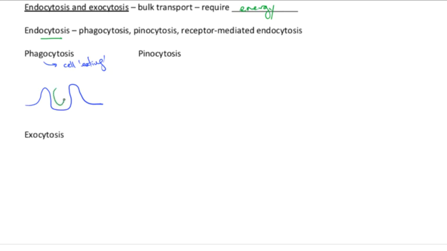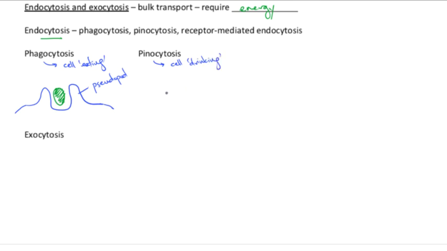So it can engulf a large particle. So this is the cell down here, and it sends out these extensions, these pseudopods, and it engulfs something. And something like a white blood cell might do this, for example. Pinocytosis means cell drinking, and it's a way that smaller molecules can be taken in.